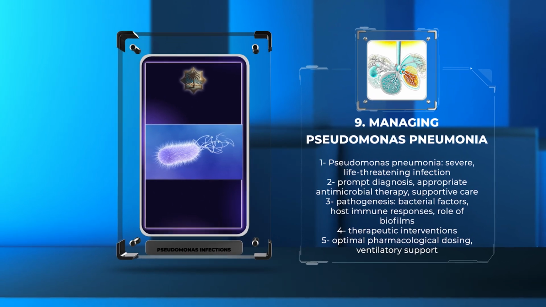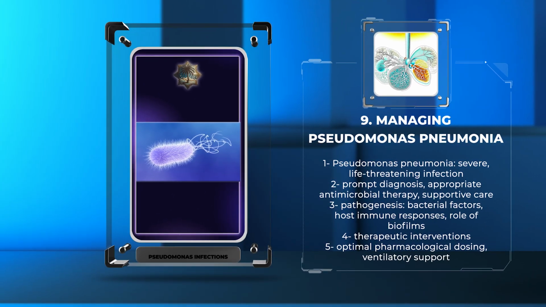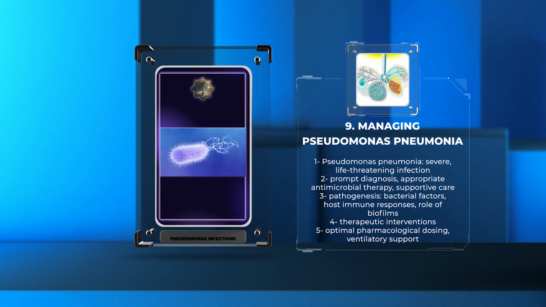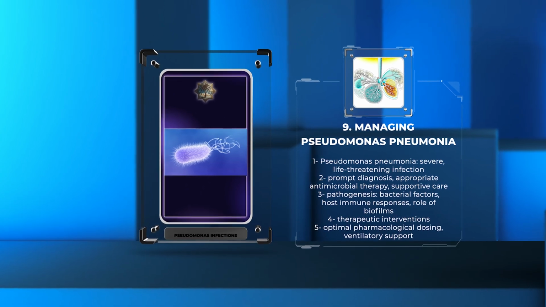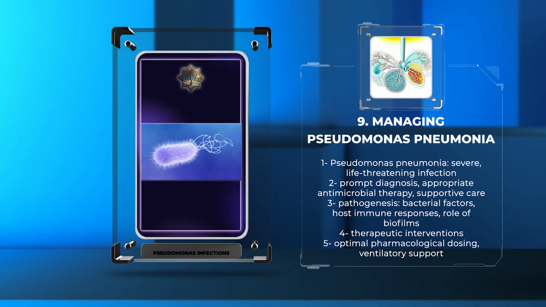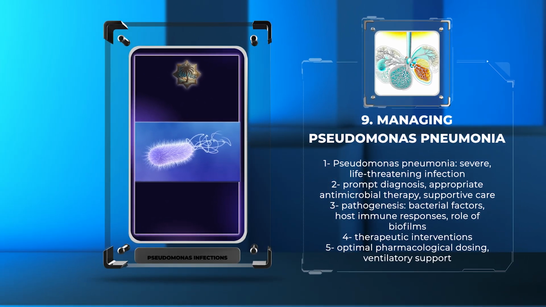Pseudomonas pneumonia, a severe and life-threatening infection, requires a comprehensive approach involving prompt diagnosis, appropriate antimicrobial therapy, and supportive care. Understanding the pathogenesis, including the bacterial factors, host immune responses, and the role of biofilms, helps guide therapeutic interventions. Optimal pharmacological dosing, ventilatory support, and addressing complications, such as sepsis, are vital in achieving favorable patient outcomes.